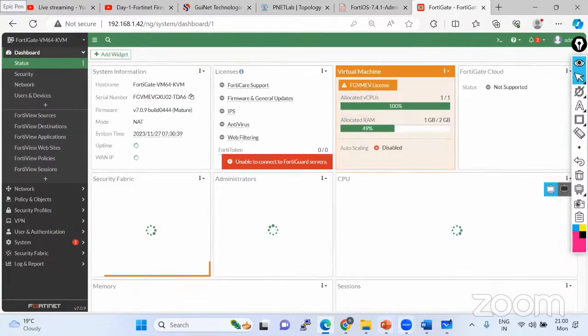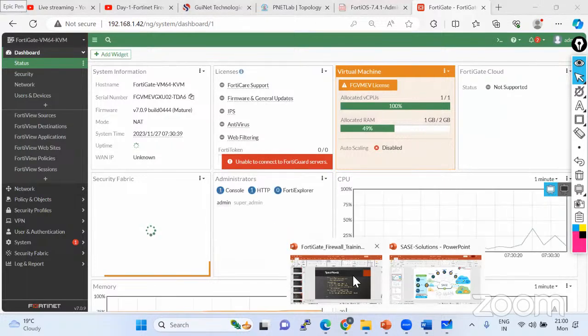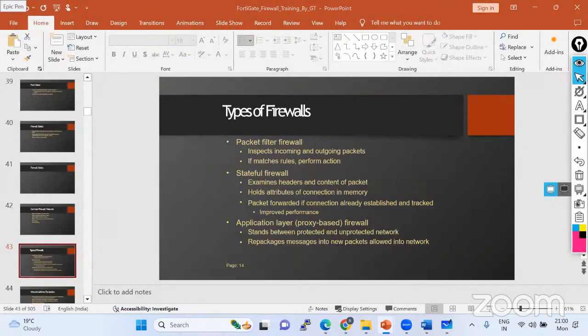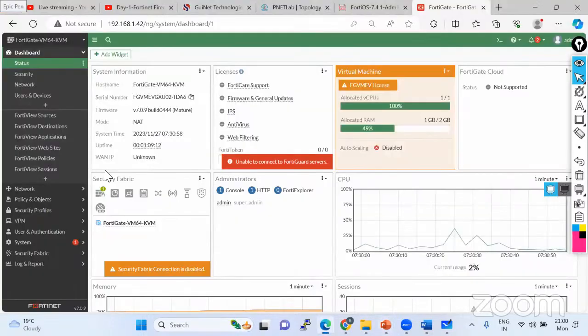Okay, so here you can see we have this feature. Yeah, this we'll discuss: how chat can be blocked, how Facebook can be blocked. We'll discuss all this. Okay. So this is what I wanted to show you, right?